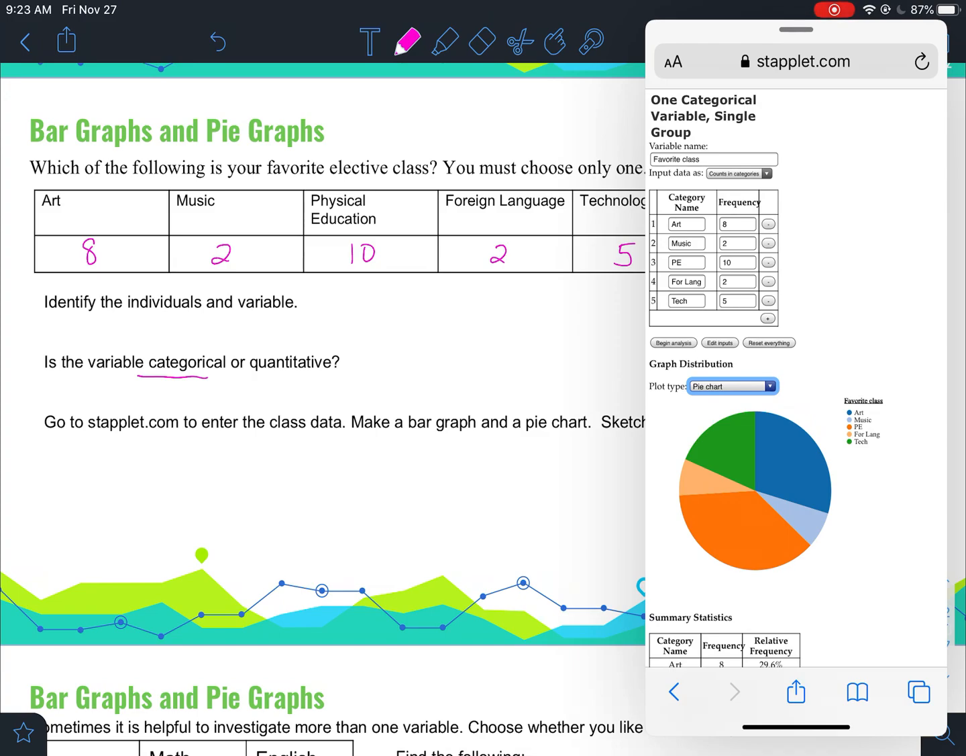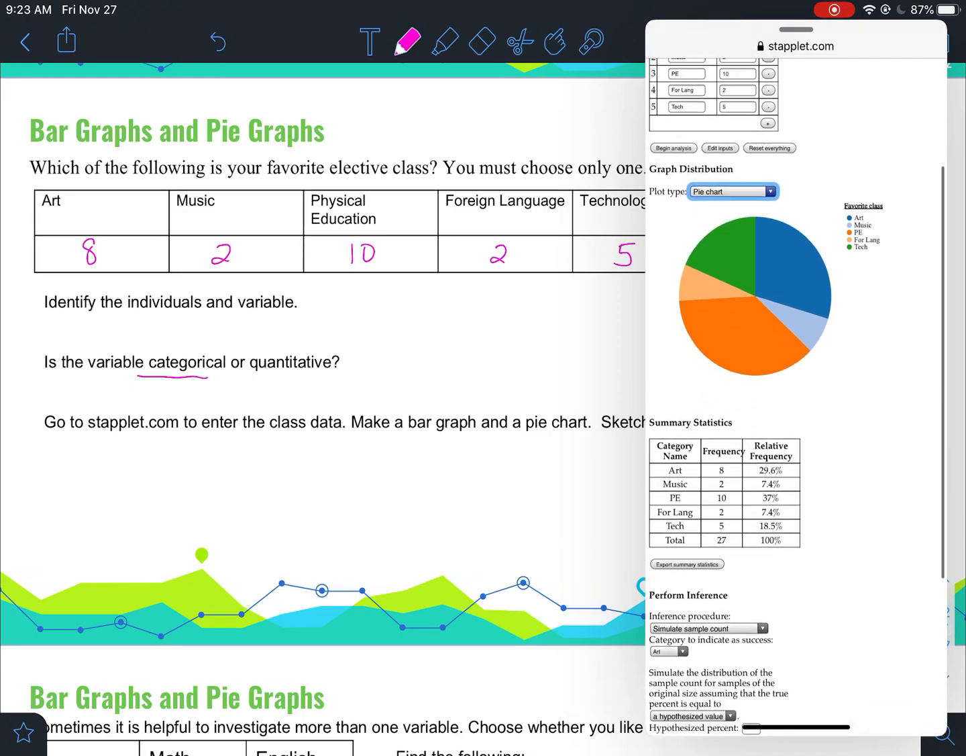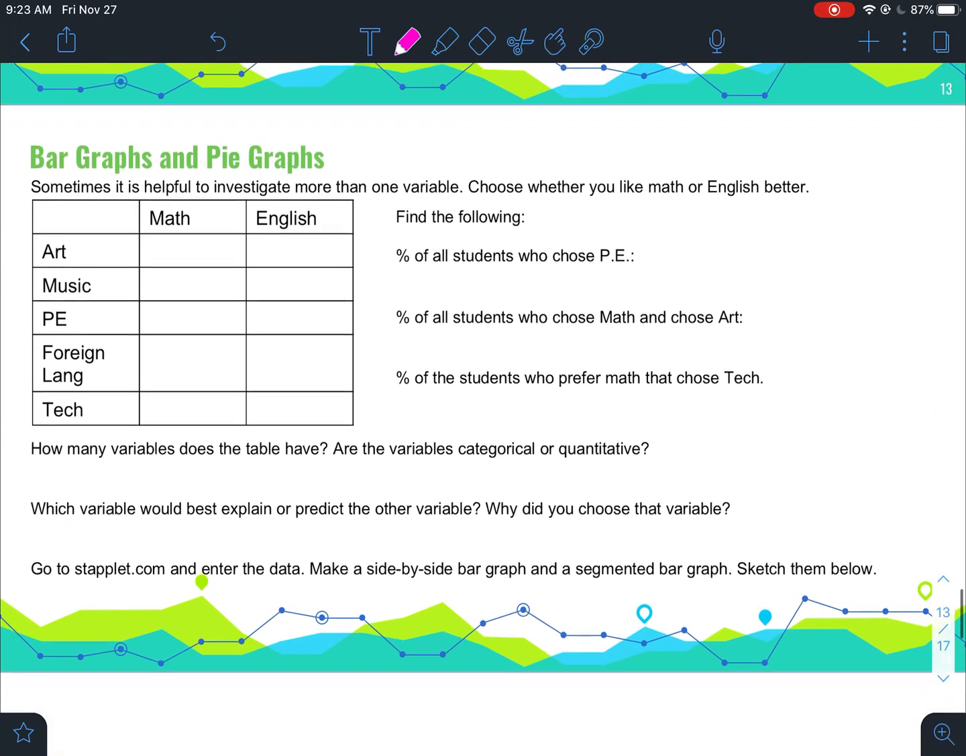And then here's our pie chart of data. So you can compare data in a bar graph or in a pie chart on our website. And here's the summary. It's telling us the frequency of people. It told us how many people, so 27 total people were interviewed, and then it tells us the frequency. So about 30% said art was their favorite, 7.4% said music, 37% said PE, 7.4% said foreign language, and 18.5% said tech.